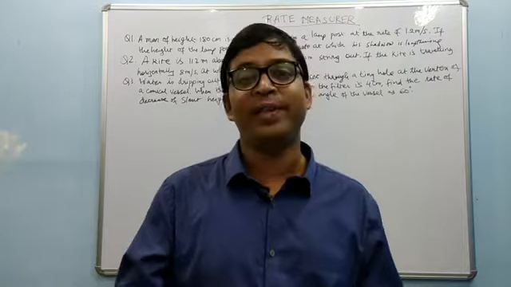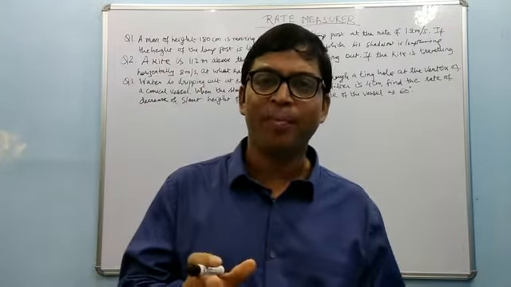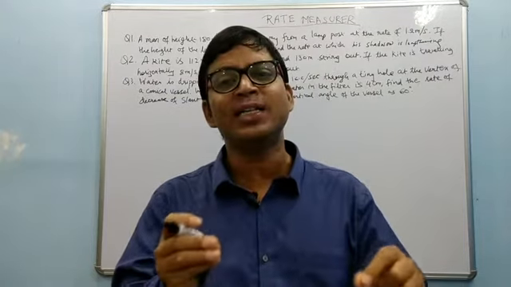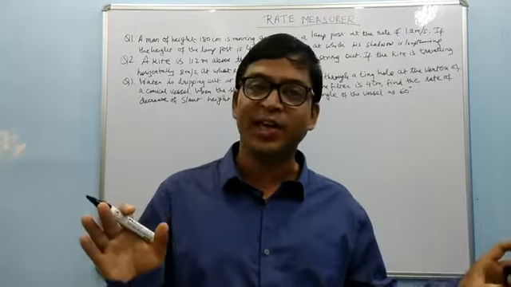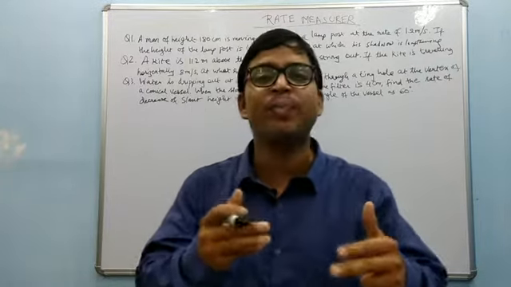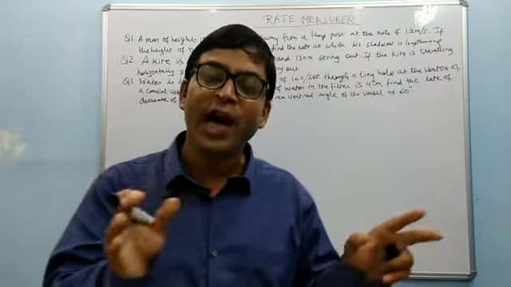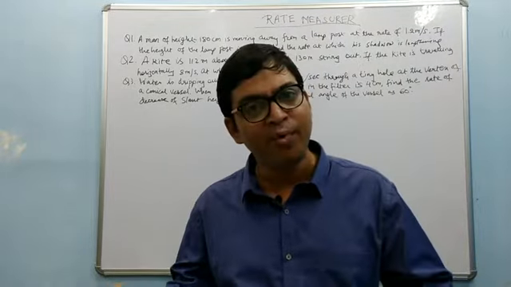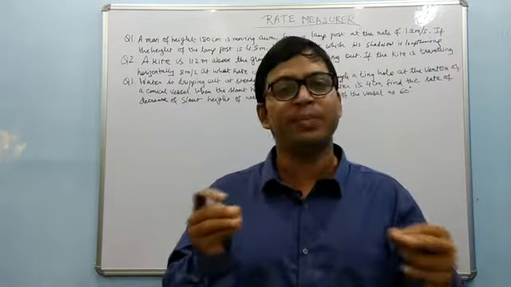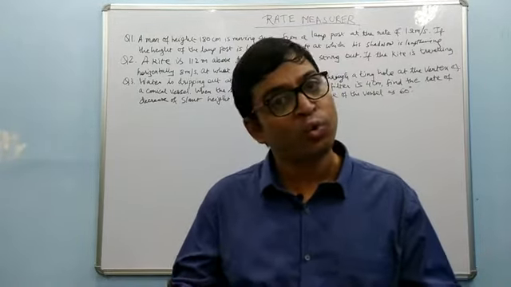Hello friends, now we will see rate measurer, how to deal with the problems of rate measurer. What is different from the earlier topics? We have to just differentiate with respect to t only. Rate measurer means with respect to time, at what rate it is changing. So we have to write the equation in terms of the variables involved, just differentiate with respect to t, and we will get whatever unknown with the help of the known things.